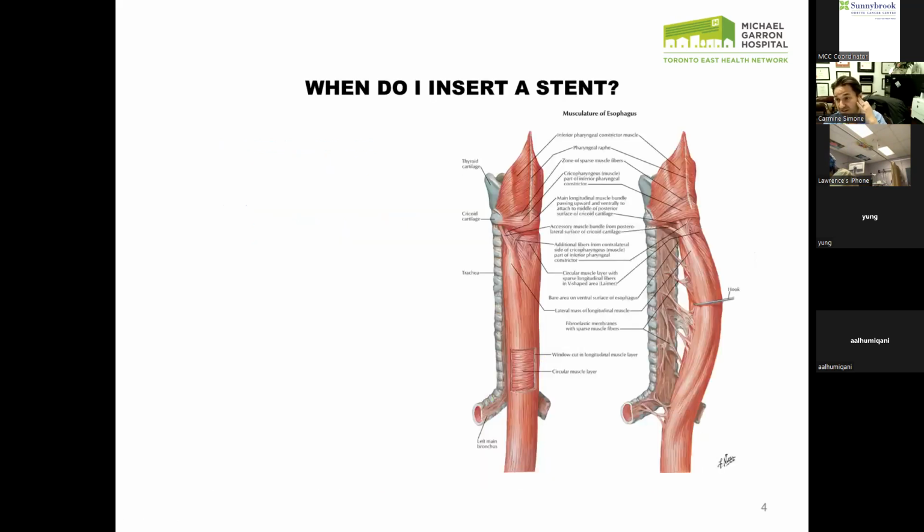I want to focus a little bit on stenting, because that's probably the only alternative to putting in a feeding tube that many of us discuss. And stenting is really not all it's cracked up to be, and I'll explain why.